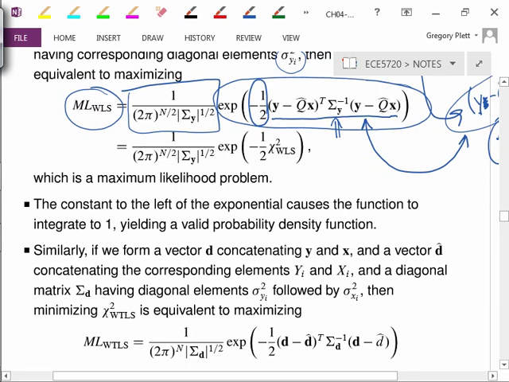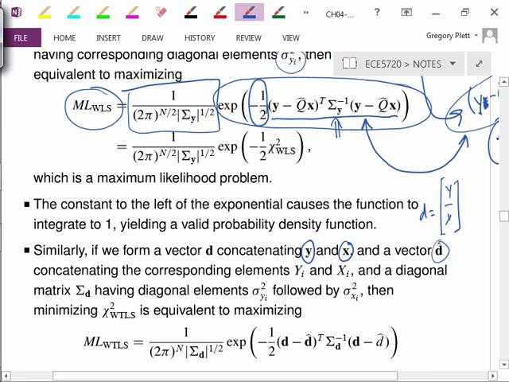Similarly, this is for the least squares solution, or ordinary least squares solution, or weighted least squares solution. We could make a similar analysis for the total least squares solution. We take the y variables and the x variables, and we stick them into a vector y and x on top of each other, and we call that D.